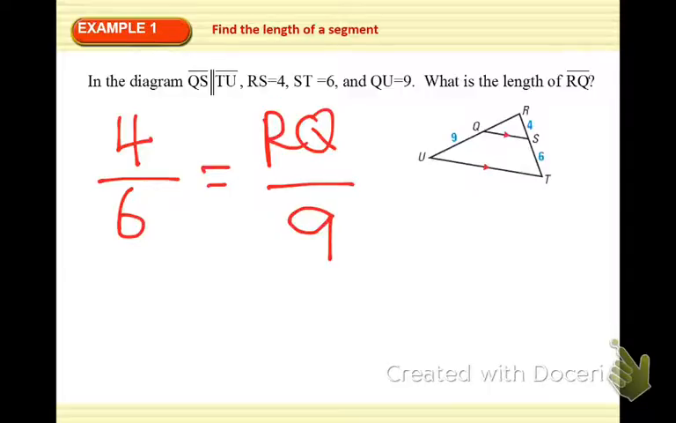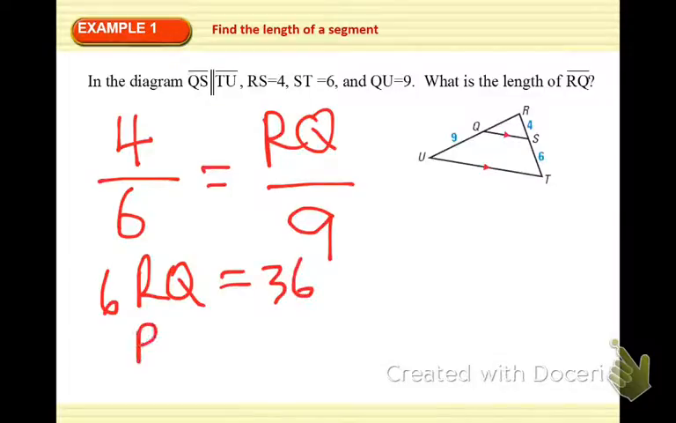Cross multiply and solve. So we have 6RQ is equal to 36. So RQ is equal to 6. RQ is 6. Any questions? All right?